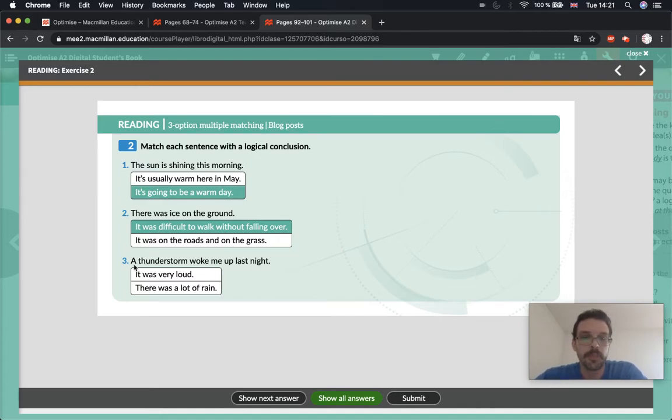And number 3, a thunderstorm woke me up last night. A thunderstorm woke me up last night. So what would follow on logically from that? If it woke you up, you were sleeping and you heard the thunderstorm and it woke you up. What would be a logical conclusion? It was very loud, a lot of noise, and that's why you woke up. There was a thunderstorm.